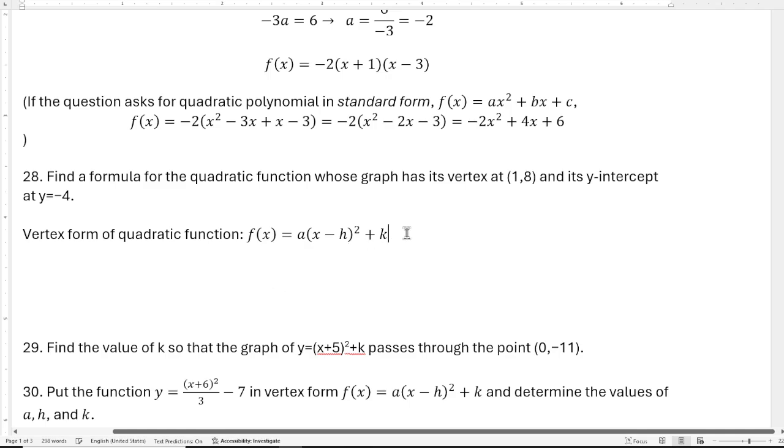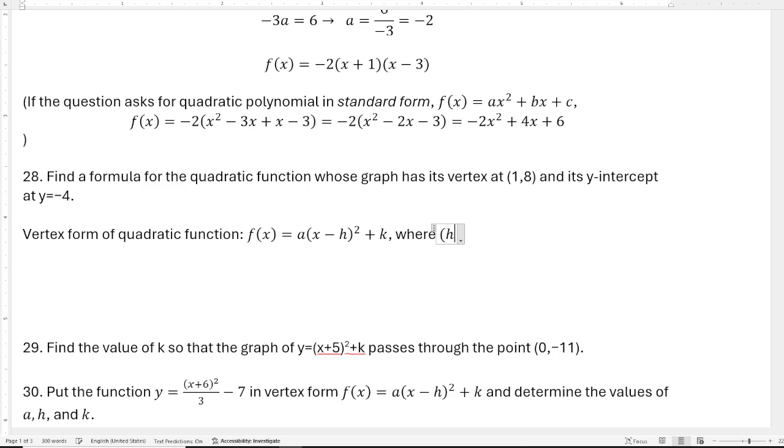Now let's try to see what this means. Well, in this vertex form, this h comma k is the vertex.